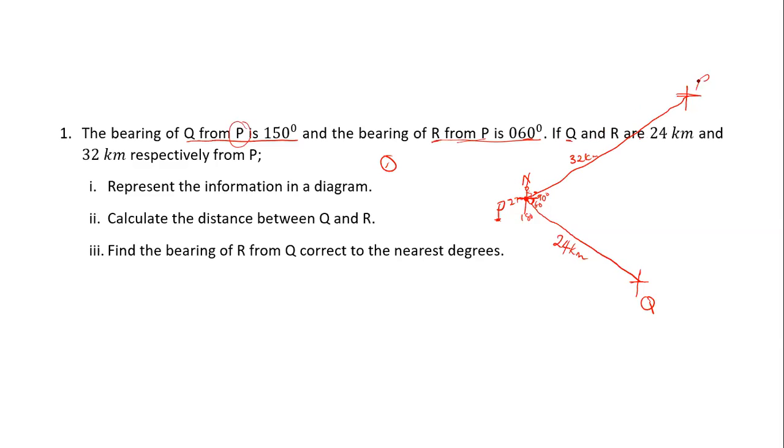So this is my half. So 32 kilometers, this is 24. Now, they said represent the information in the Venn diagram. We have been able to represent the information in the diagram, sorry, that's the bearing diagram.